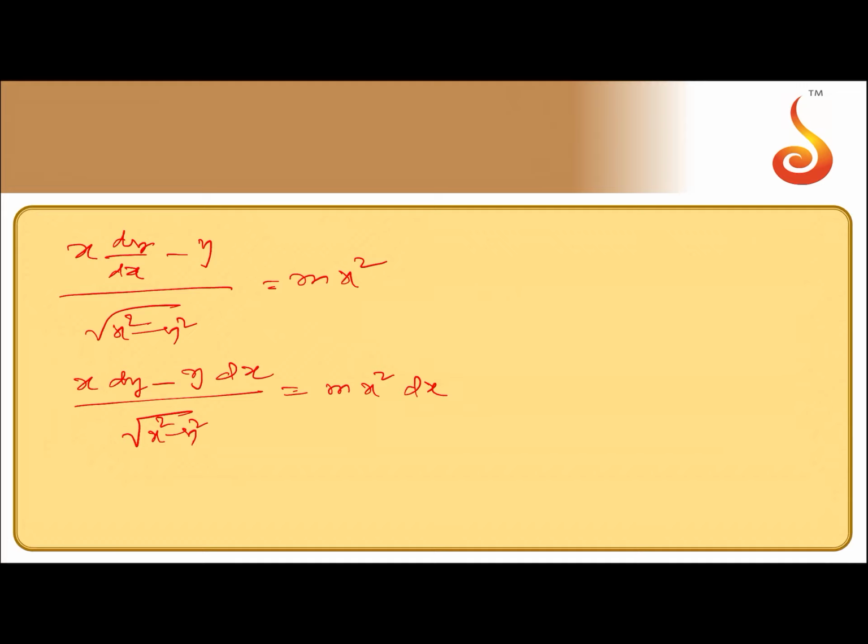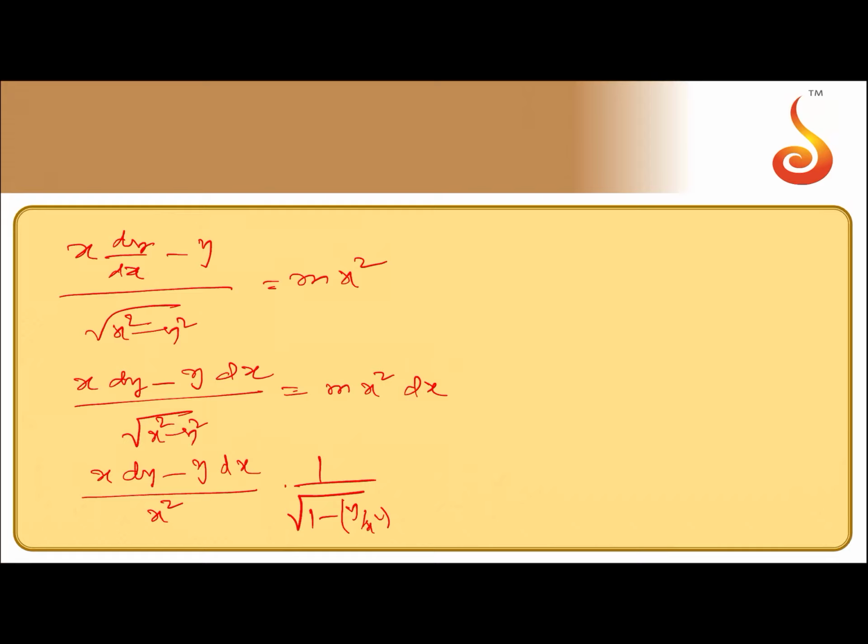Why don't you divide by x square? And simplifying, this can be written as x into dy minus y into dx divided by x square, multiplied by, with x taken common here, 1 divided by root of 1 minus y by x whole square.